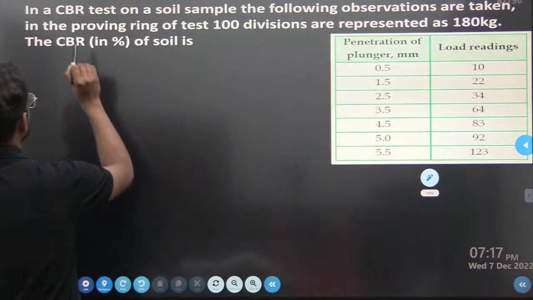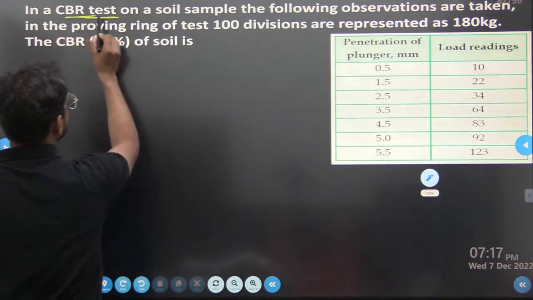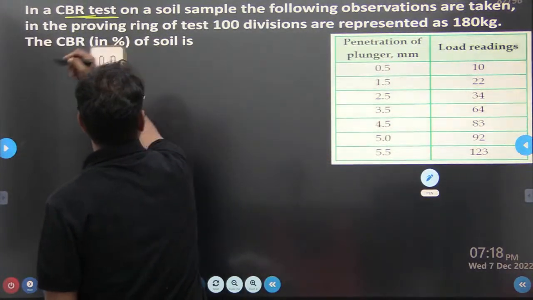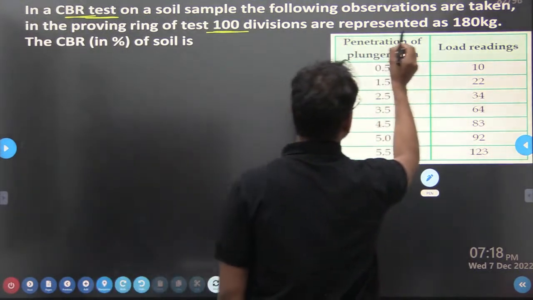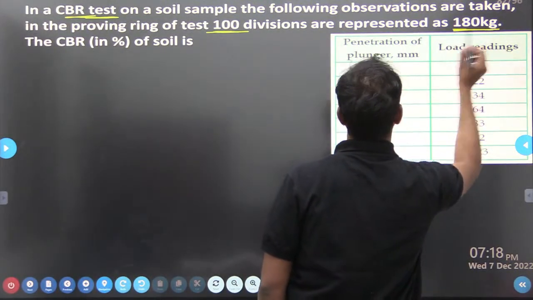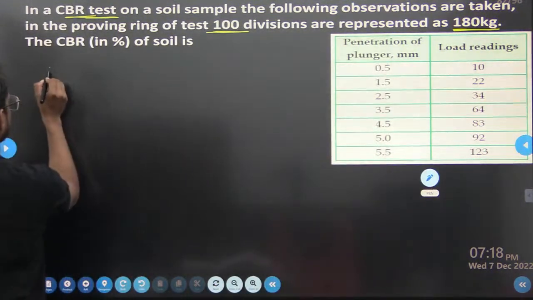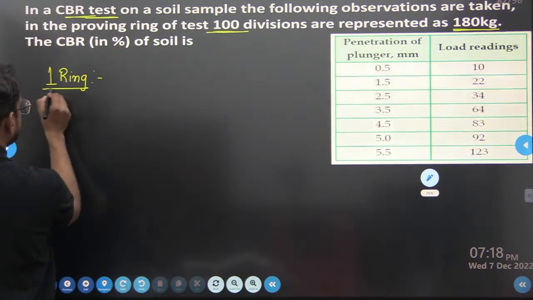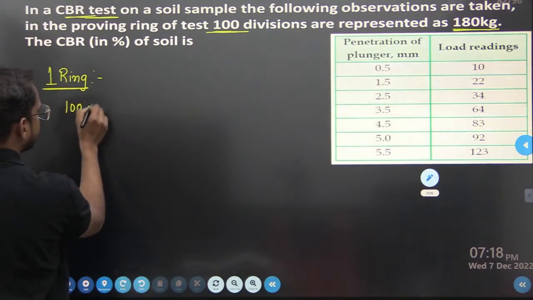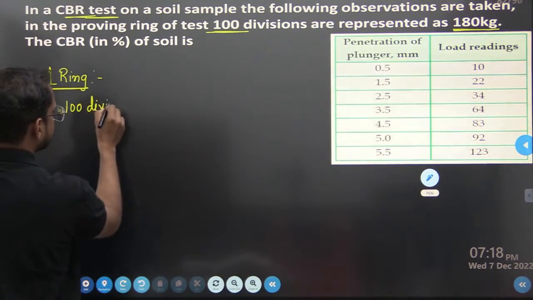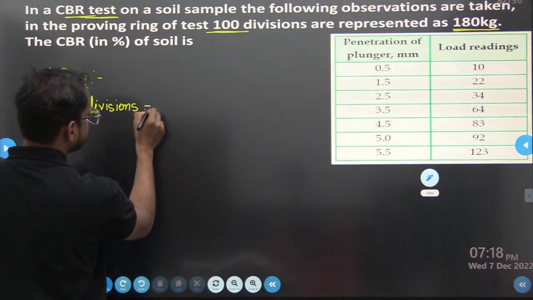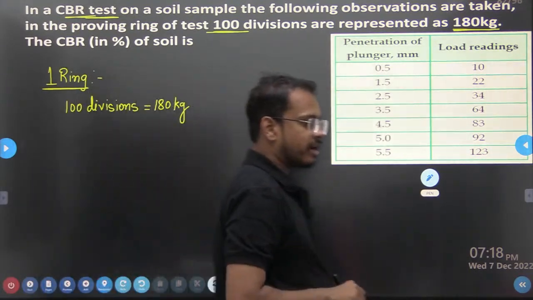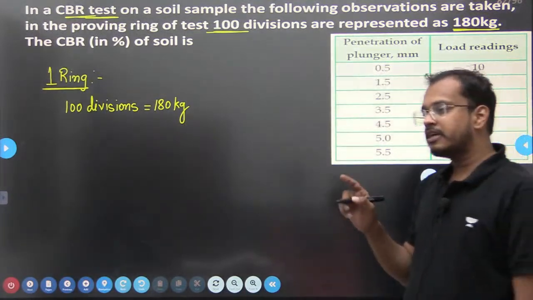Now see, what is the problem? In a CBR test on a soil sample, the following data were observed. In the proving ring of the test, 100 divisions represent 180 kilogram. Okay, so there will be one ring, and this ring has 100 divisions, and 100 divisions represent 180 kilogram load. Am I right? 100 divisions represent 180 kilogram load.